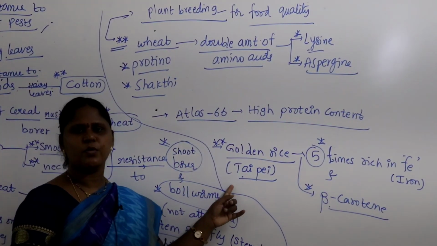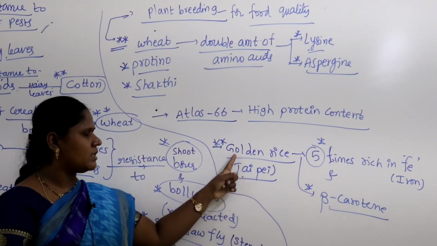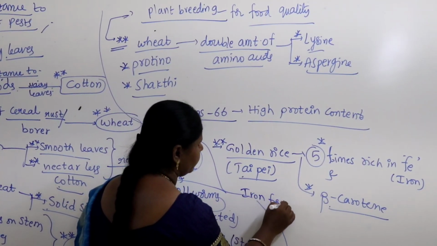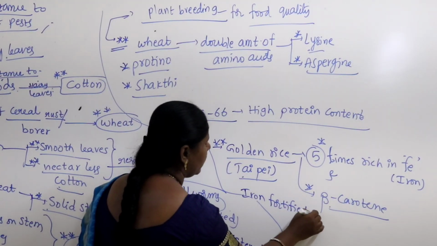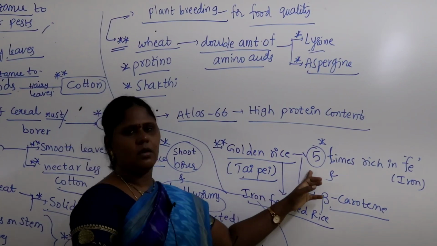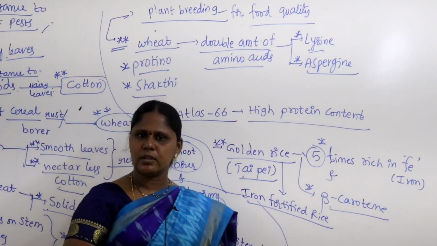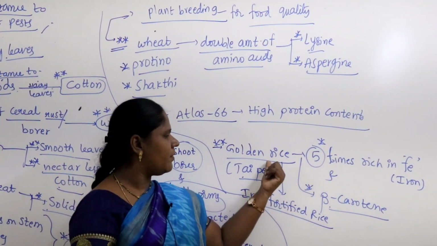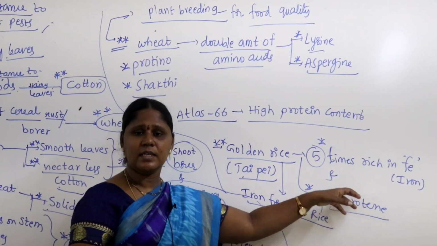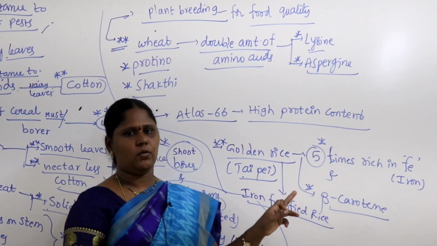Guys, the same example we will discuss once again in biotechnology applications. Thaipai is called golden rice, or it is also referred to as iron fortified rice. Iron fortified rice means it has more iron compared with the normal rice grain. The newly created variety Thaipai has 5 times the amount of iron. Consuming that, not only do we get the iron, we also get beta carotene.